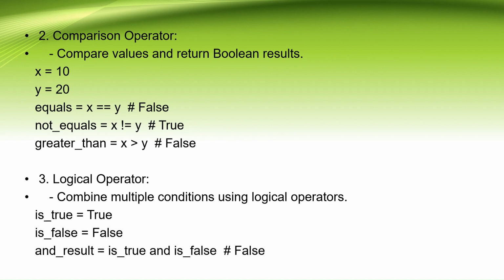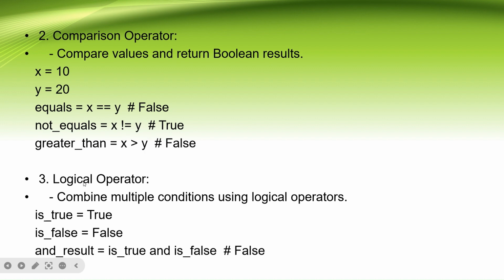Comparison operator. It compares values and returns boolean results. When we give two numbers, we compare both numbers, like equal, unequal, greater than or less than, like that. Here in the example we can see x is equal to 10 and y is equal to 20. If we do equality, it is false, so the output will be false. And this is the way to express the equality statement. And for not equal, this is the operation. And for greater than, this is the symbol.